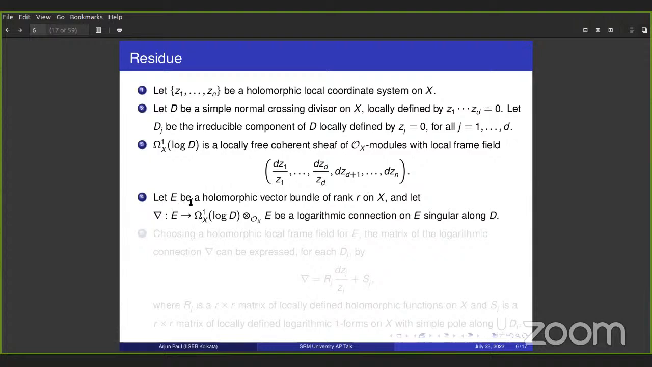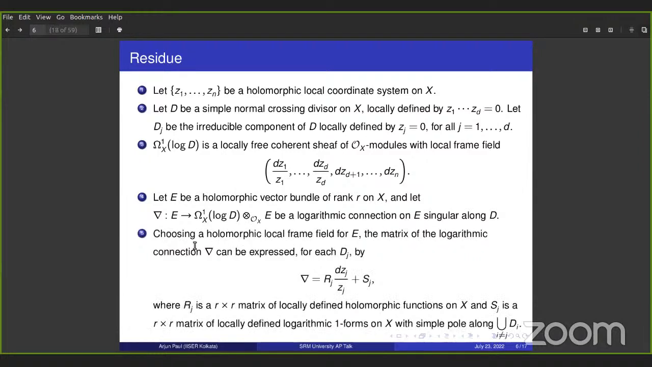And let E be a holomorphic vector bundle of rank r on X. And suppose we are given a logarithmic connection nabla from E to E tensor Omega^1_X(log D), singular along the divisor D. Then we can choose a holomorphic local frame field for E and try to write down the matrix form of the logarithmic connection, with respect to the local coordinates z1, z2, ..., zn and the local frame field, say s1, s2, ..., sr of the vector bundle.